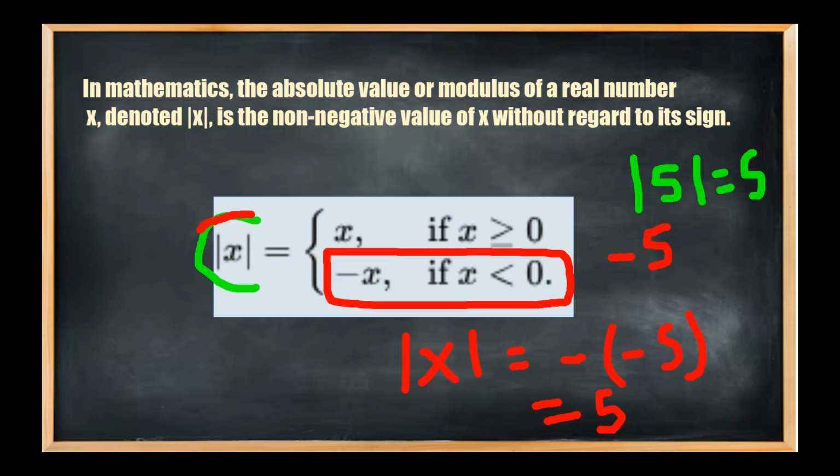So the absolute value for a positive value remains the same. For a negative value, it is the negative of the value. Thereby, it is the non-negative value of x without regard to its sign.